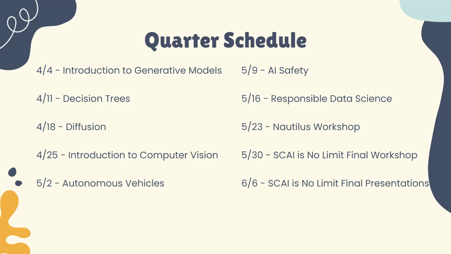And then lastly, on June 6th, we are going to have, just like the fall and like the winter, the Sky is No Limit presentations where groups or individuals will be able to come up and present, and then at the end, we'll pick our top 4 winners, and then we'll be handing out prizes as that goes.